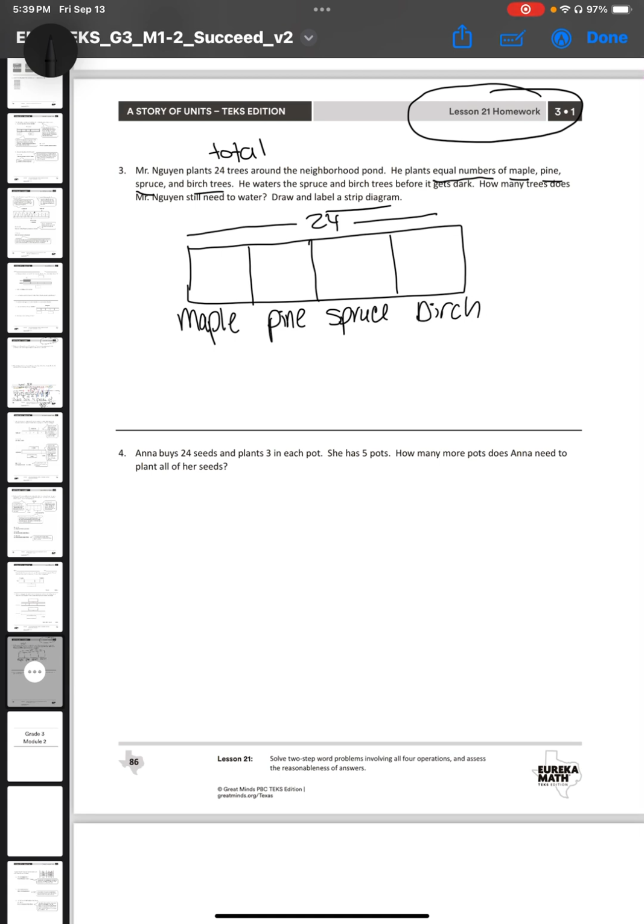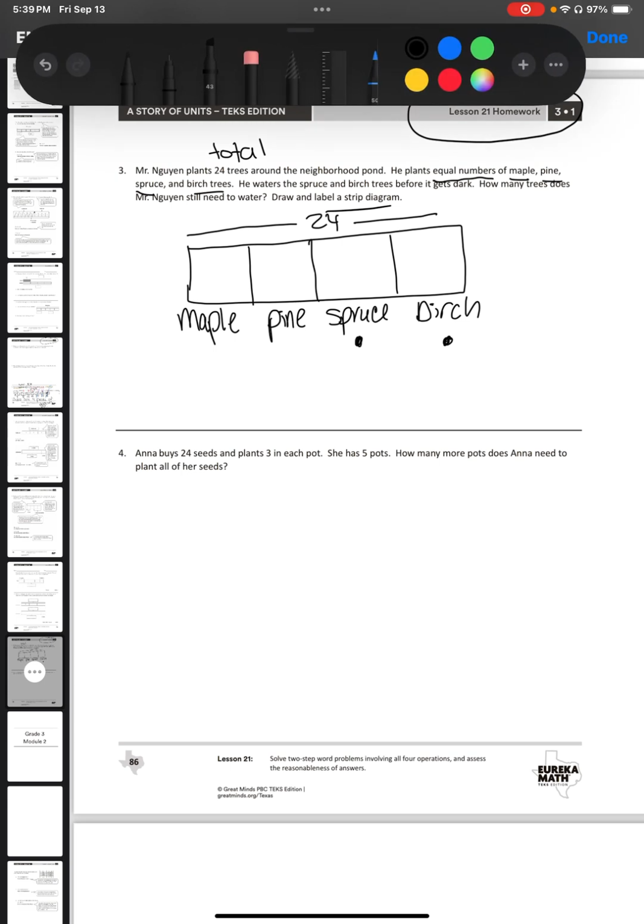If I keep reading, it says he waters the spruce and birch trees before it gets dark. So this one and this one are going to be watered before it gets dark. How many trees does he still need to water? Well, he still needs to water the maple and the pine trees. Now it's time for me to figure out how many maple and pine trees there are.